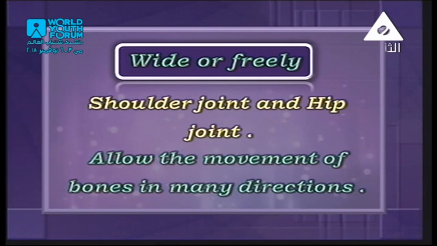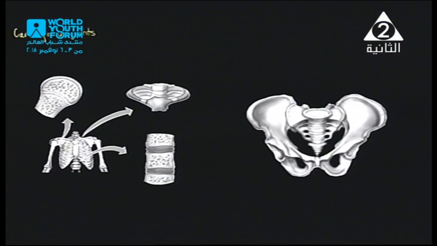Let's show our information by a video. This is a type of cartilaginous joint. As we said, the cartilaginous joint is the joint that connects the ends of adjacent bones. The bones are very close to each other, as you see in the picture, like the bones that form the vertebrae of the vertebral column. And there are also other types, but we just have this example in our curriculum.